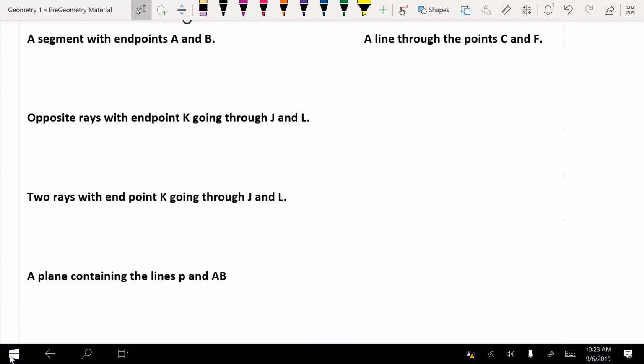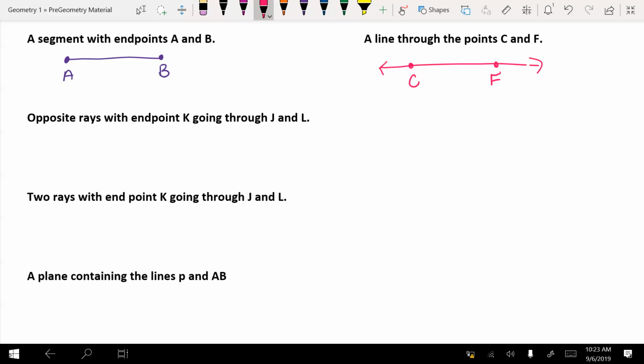So our first one is a segment with endpoints A and B. So remember, a segment is the one that ends. Okay? So it should look something like this. Segment with endpoints A and B. Okay? A line through the points C and F. So remember, a line has arrows, and then you would put C and F down. Okay? Now, you may have missed it just because it was on the right. That happens a lot. Okay?